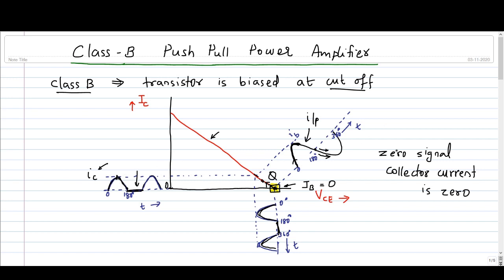So before going into that, let me point out this. Zero signal collector current in this Class B power amplifier will be 0. What is the meaning of this? Zero signal collector current means DC collector current, or the collector current without any signal being applied to the circuit. So without any signal being applied, the transistor will be sitting at this cutoff point. So collector current will be 0. That is the meaning of this sentence.